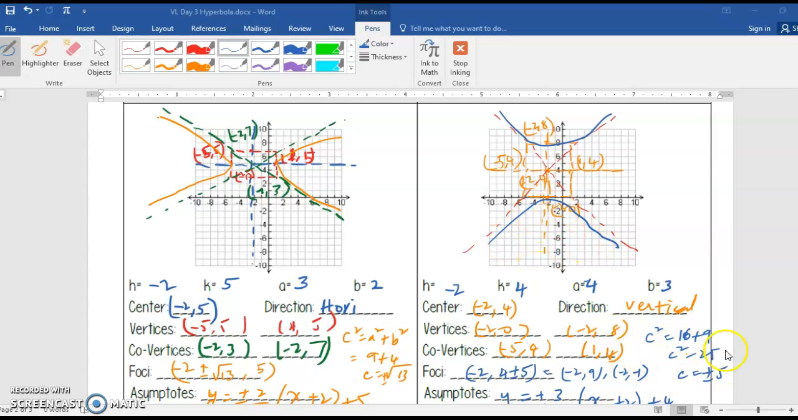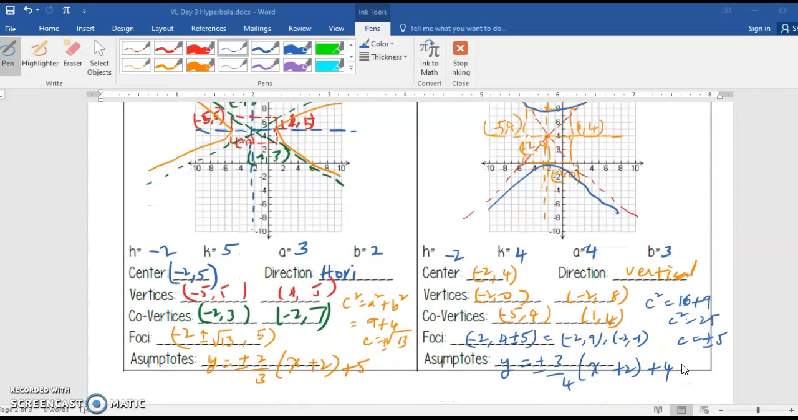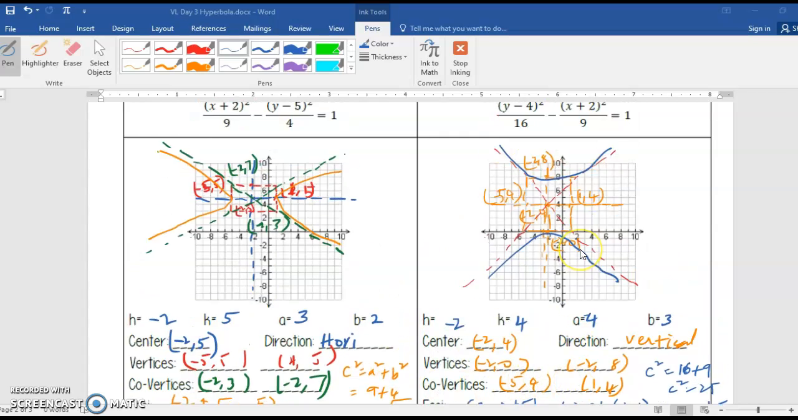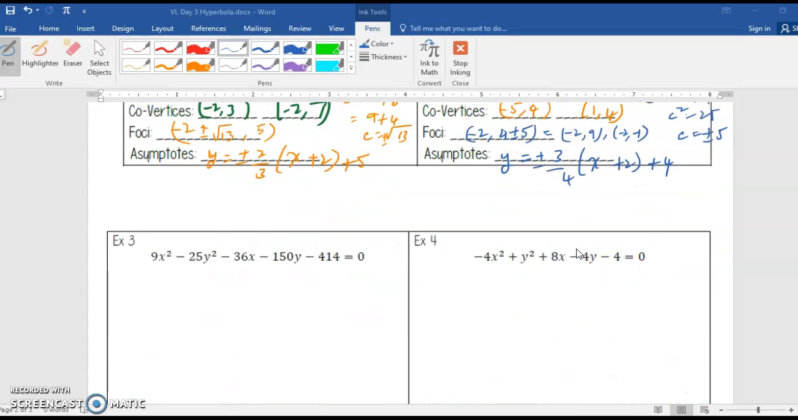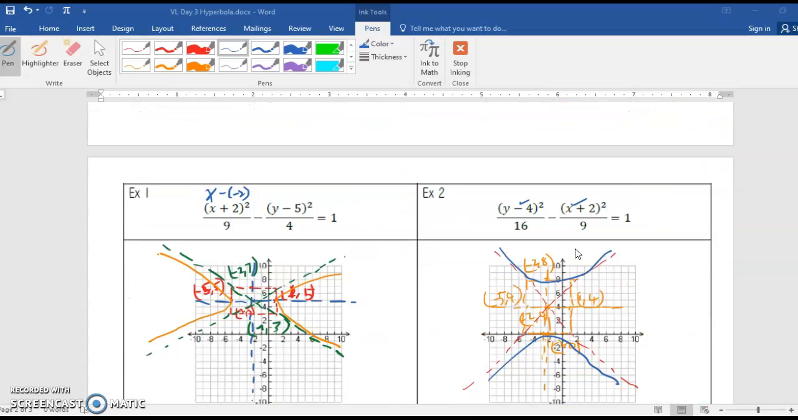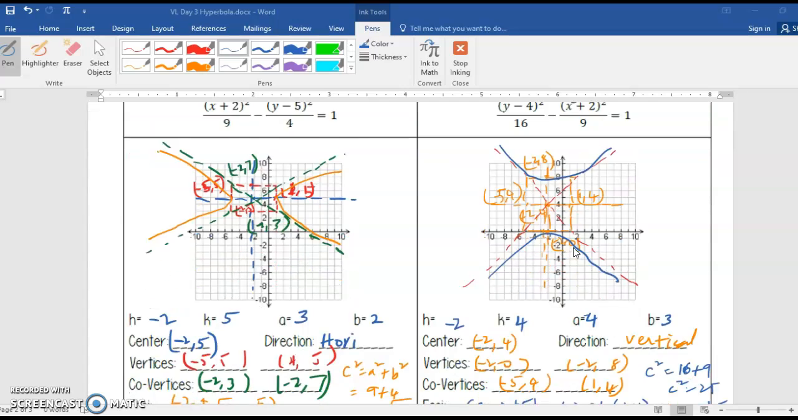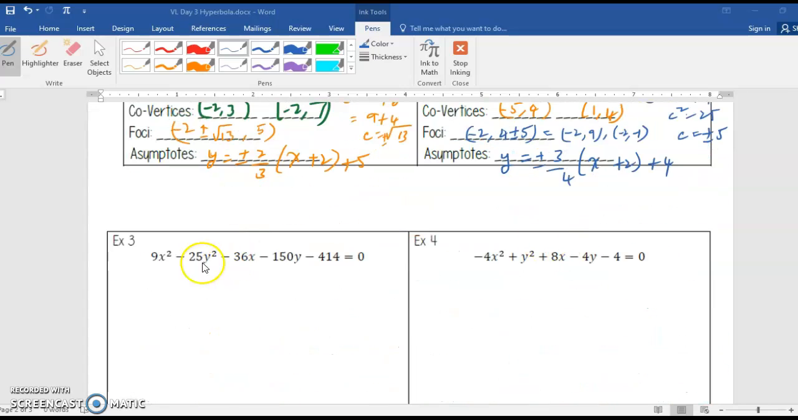Okay, and then this is the c, the focus. This time it is a nice number without a radical. So you would add it on the y coordinate, because this time it's vertical. So negative 2, 9, and negative 2, negative 1. And these are the equations of the asymptotes. Okay, so this is how you decipher the hyperbola.